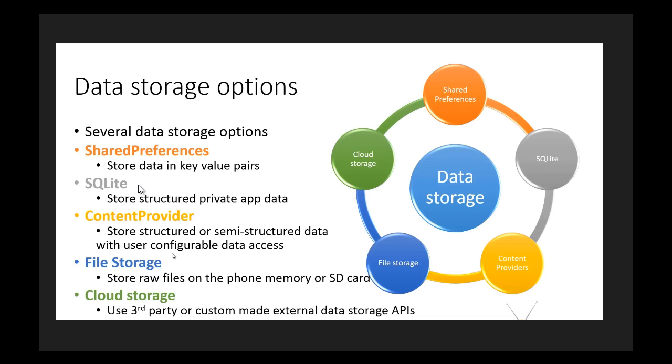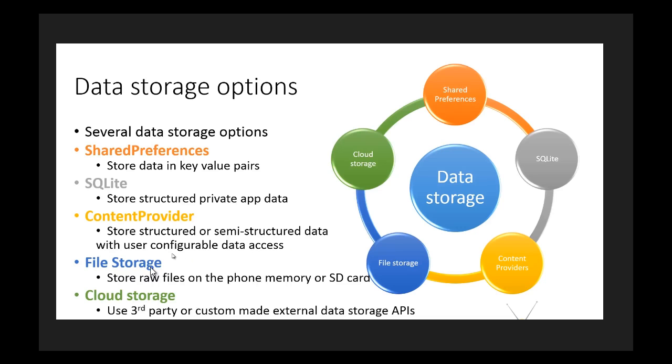The next one is SQLite. If you want to store structured data like name, username, address, or other details inside a structured database, you can use SQLite, which is a built-in database in Android, for private app data. The next one is content provider. You store structured or semi-structured data with configurable data access. What do I mean by configurable data access? You can decide which part of the data is accessible to external apps and which part must not be shown to them.